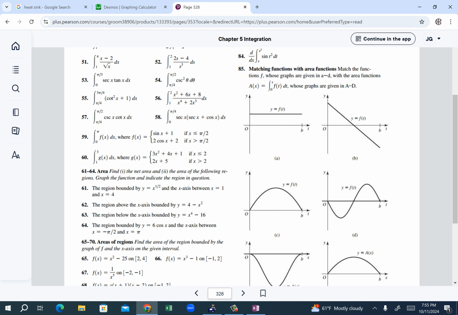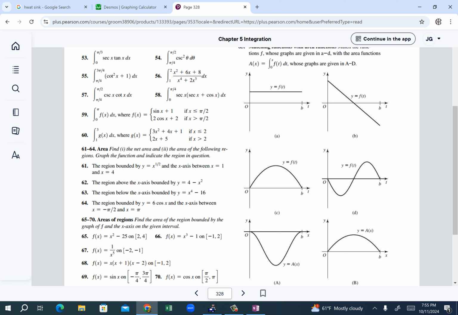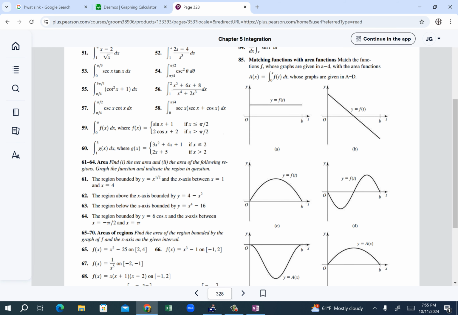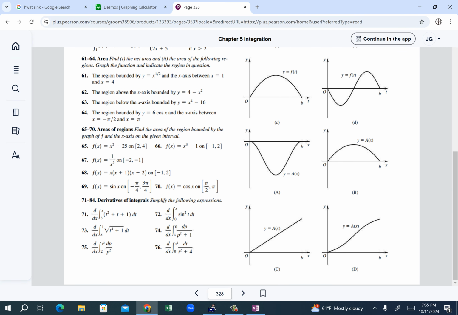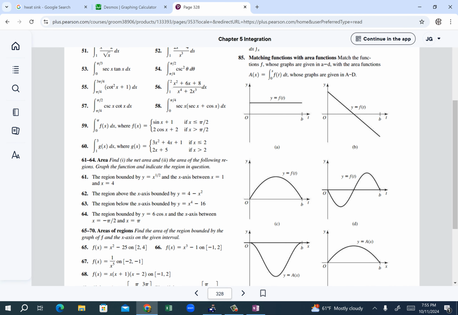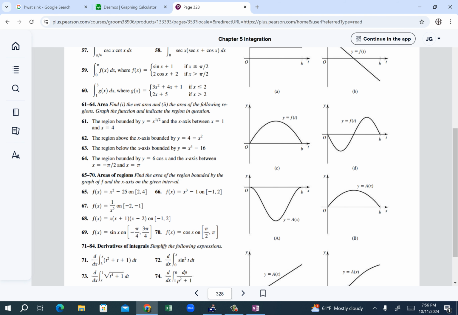Nice. Match functions f, whose graphs are a to d, with the area functions. Oh, nice. Look at this, number one there. When you start looking at these things, it becomes pretty clear what's happening here. The original functions a to d are the derivatives of the other ones. So you look at those, you're like, how's that going to work out exactly? And then a to d is down here on the next page. That was freaking me out just a little bit, not going to lie.